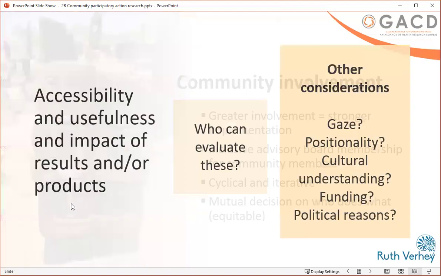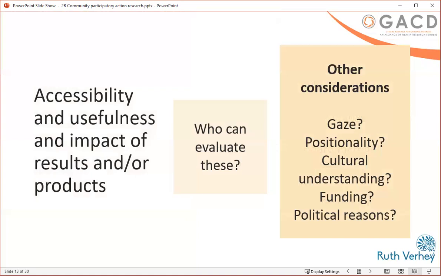When it comes to the future programs, the products, the results of our research, we need to check for accessibility and usefulness, of course, and who can evaluate those. Again, it should be inclusive, it should be very diverse, and we all have to look at these aspects of what is our gaze, who's involved in evaluating impact, what is the positionality, what's the cultural understanding that we hold, what funding requirements do we have, and what are political reasons for a product to be implemented or not.